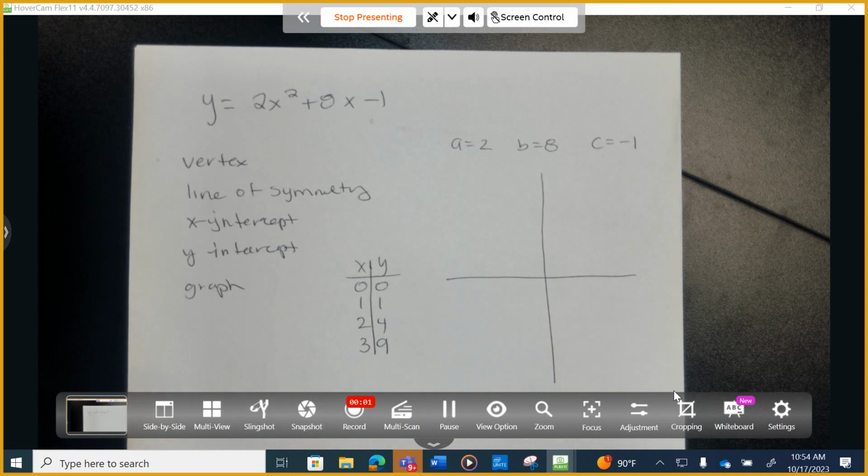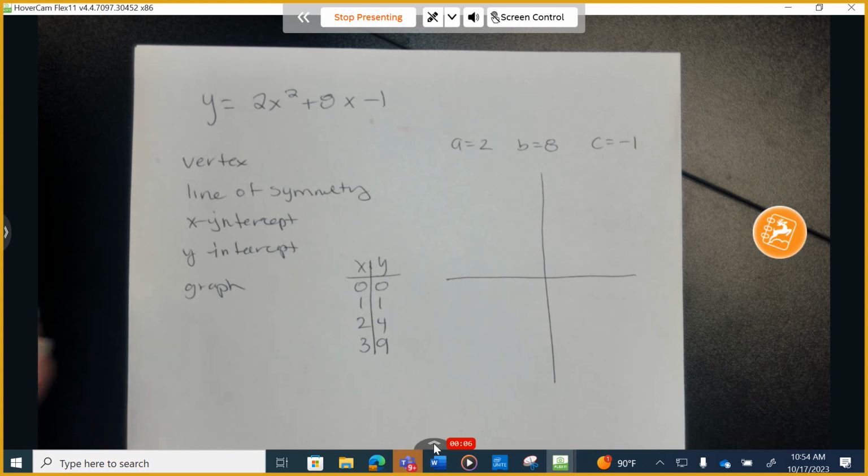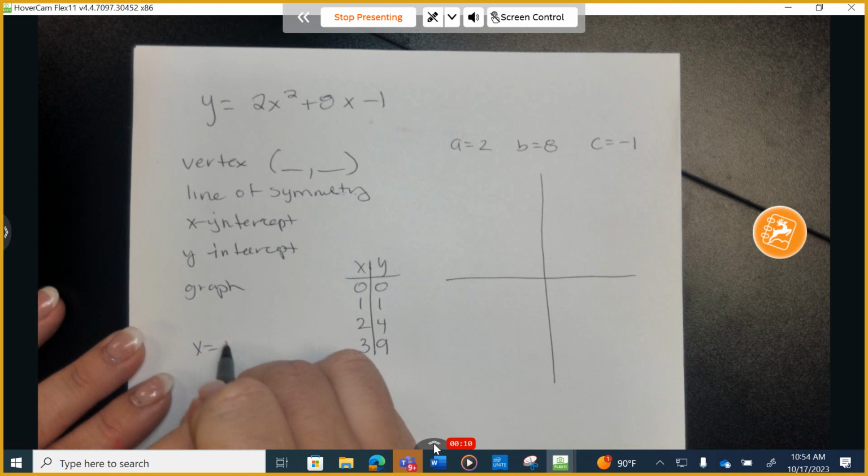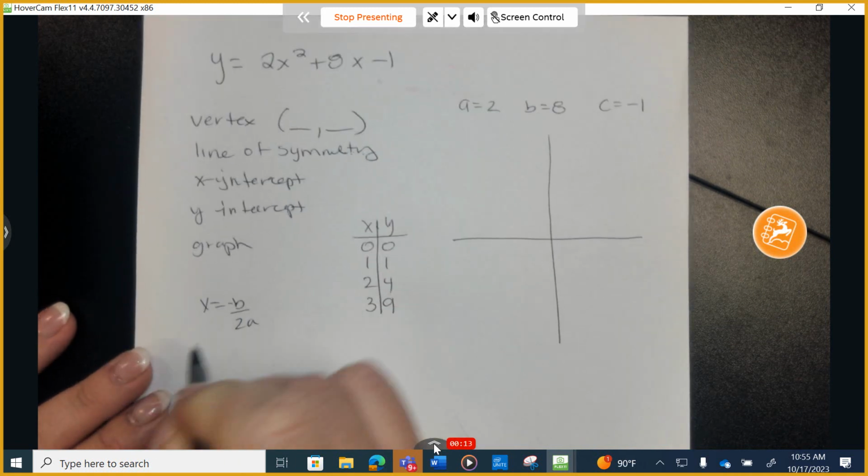In this example, what we're going to do is start by identifying the vertex and the line of symmetry. So I'm always going to start with the line of symmetry: x equals negative b over 2a.